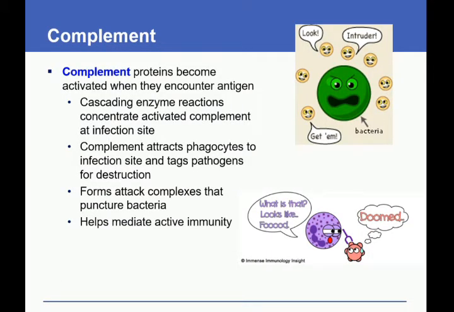Complement. Complement proteins become activated when they encounter antigen. Cascading enzyme reactions concentrate activated complement at the infection site. Complement attracts pathogens to the infection site and tags pathogens for destruction. It forms attack complexes that puncture bacteria, and lastly helps mediate active immunity.